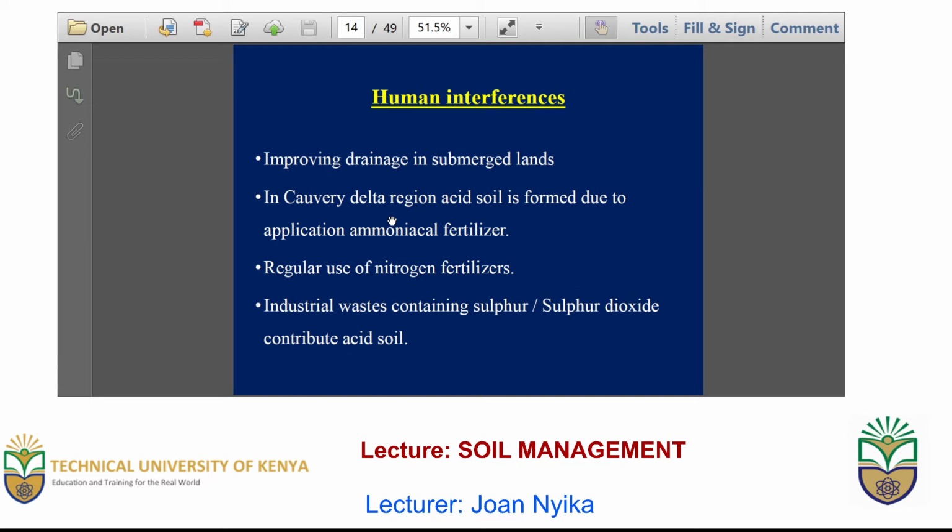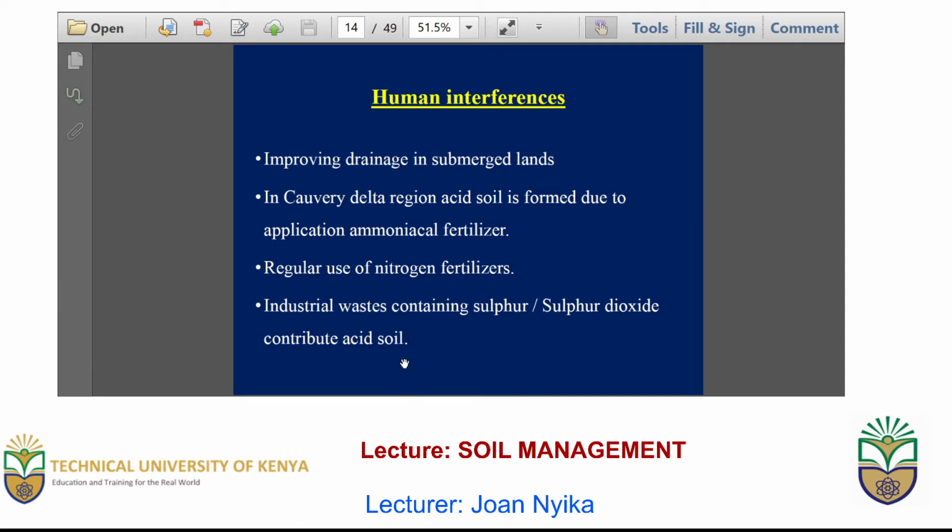And these include the improved drainage in submerged areas or areas that are known to be marshy or wetland areas. There is also the use of ammonia-containing fertilizers, which we regularly use in this country, the CAN and the DAP, because they have excess ammonia and excess nitrogen, and these enhance the process of forming hydrogen cations, and as a result, the soils become acidic.